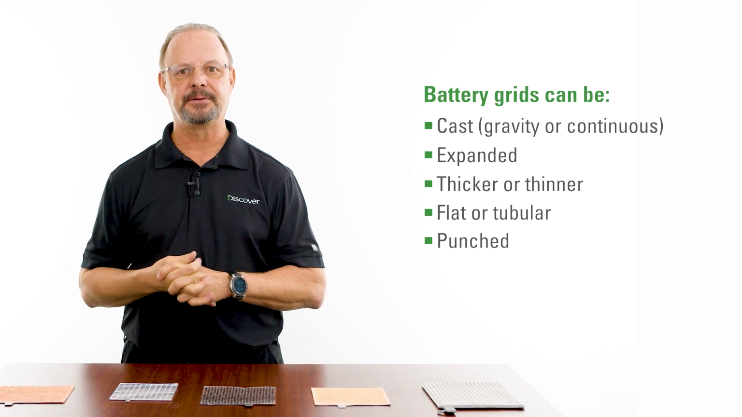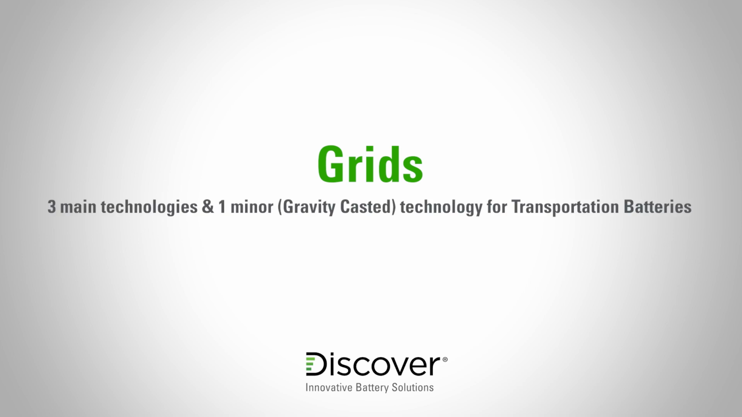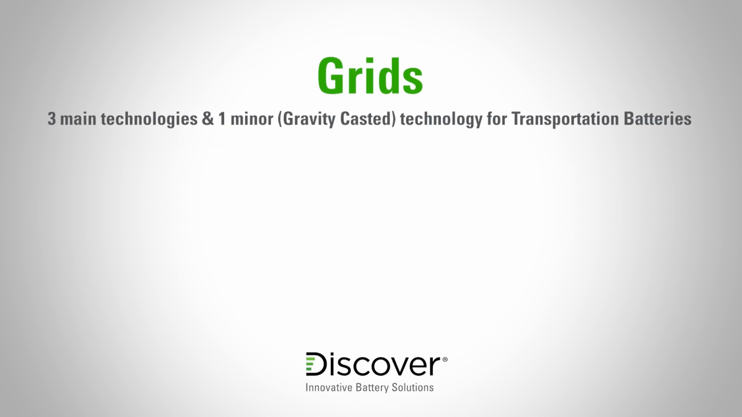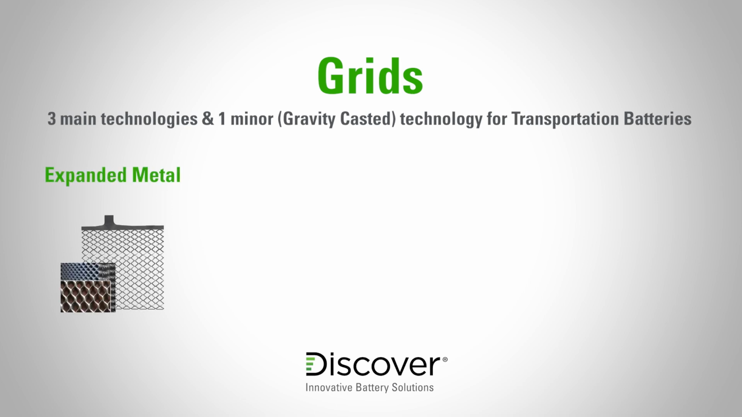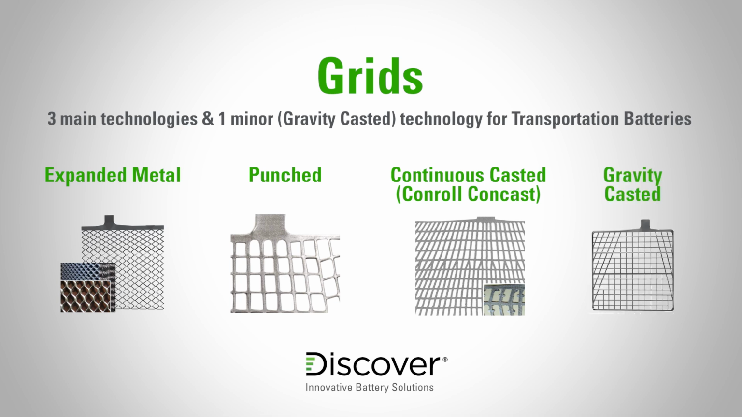battery's active material. So grids utilized in the production of transportation batteries use three main technologies and one minor technology. The three main technologies are expanded metal, punched, and continuous casted grids, and the one minor technology is the old technology from 30 or 40 years ago, which is gravity casted.